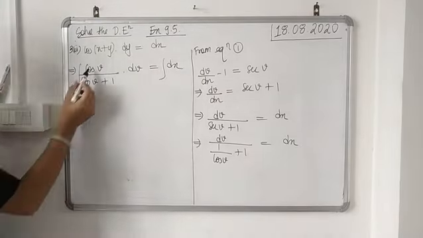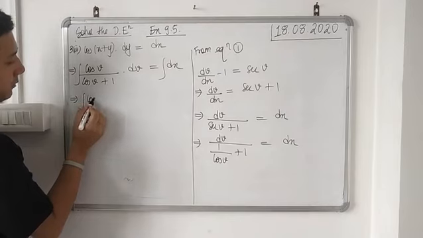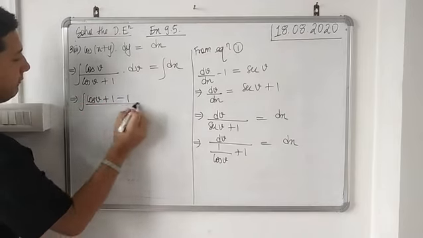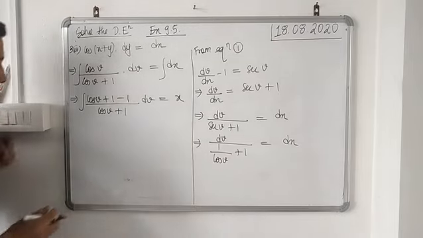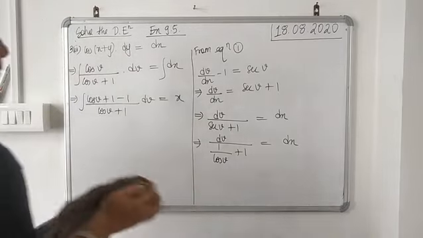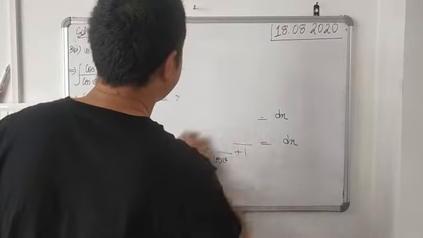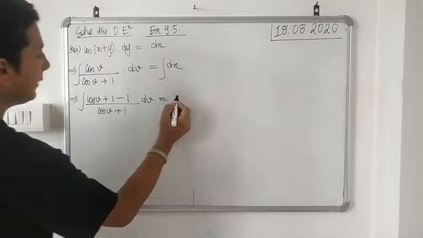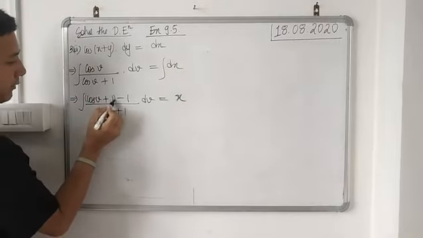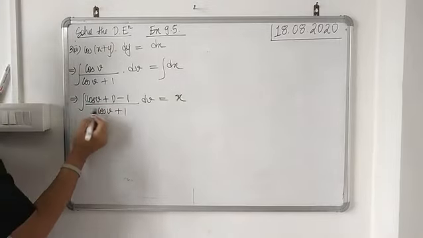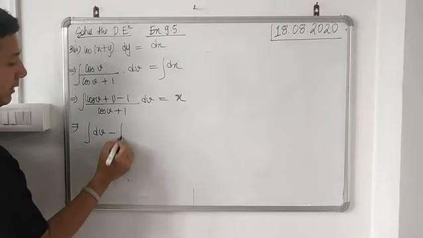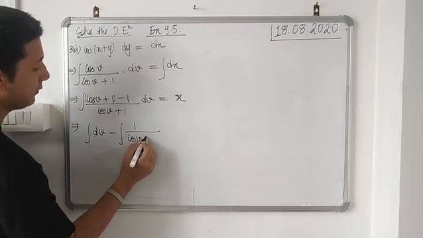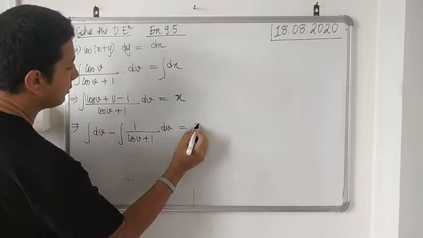I can write cos v plus 1 minus 1 in the numerator. So the integral of cos v plus 1 minus 1 divided by cos v plus 1 dv equals x. Now make two terms, cos v plus 1 and minus 1. So this and this get cancelled out, hence it is only dv when you separate, and minus 1 by cos v plus 1 dv, which is equal to x.